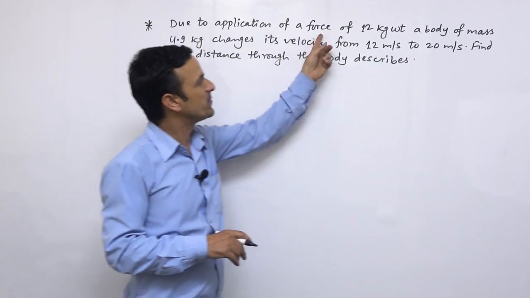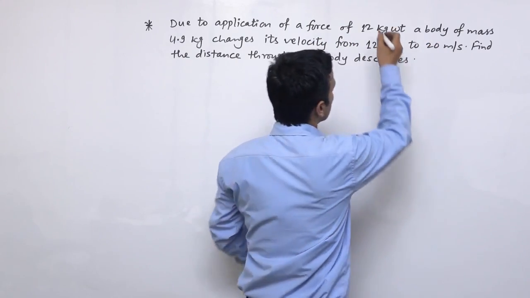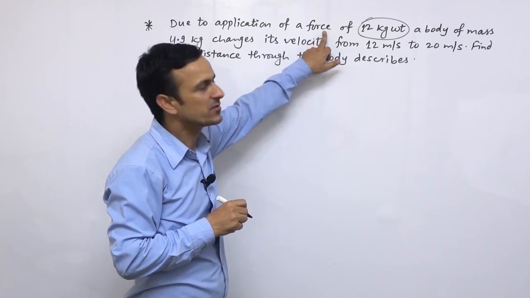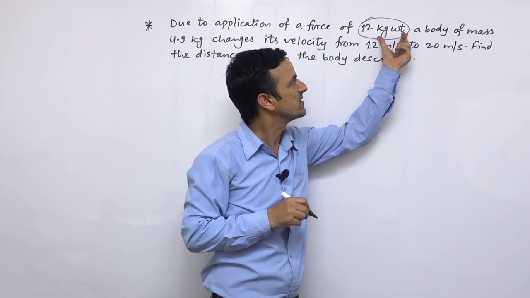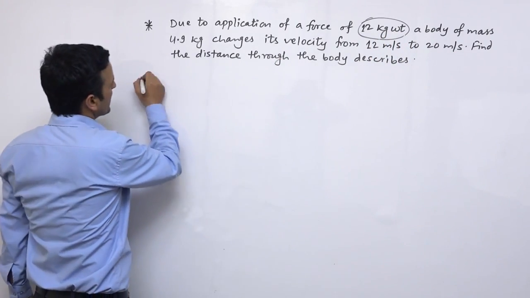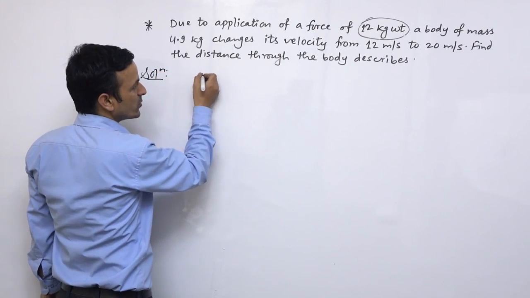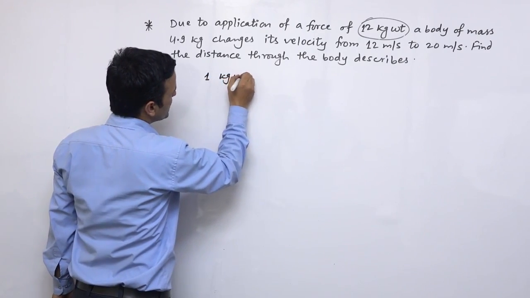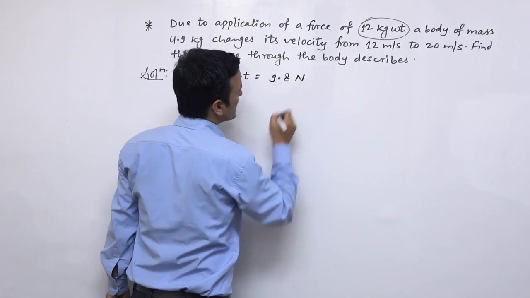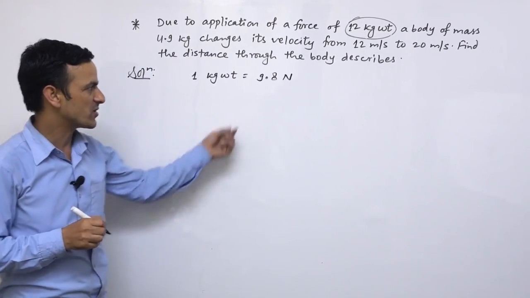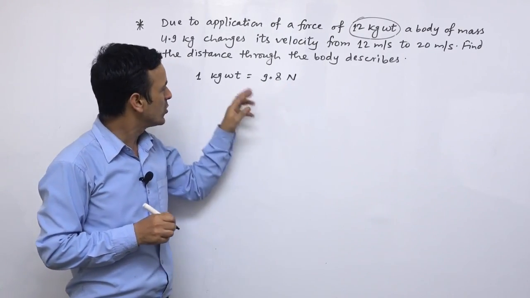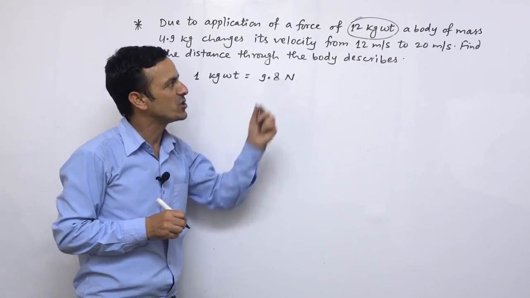So due to application of force of 12 kg weight, look at once, it is 12 kg weight is the force, but the unit of force should be in Newton. So convert this kg weight into Newton. So we know that 1 kg weight is equal to 9.8 Newton. The weight depends upon the gravity. So the value of acceleration due to gravity is 9.8.